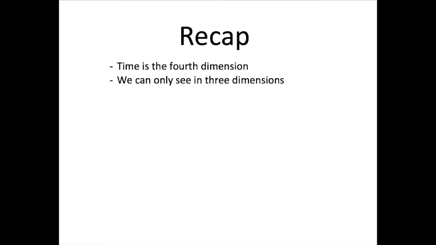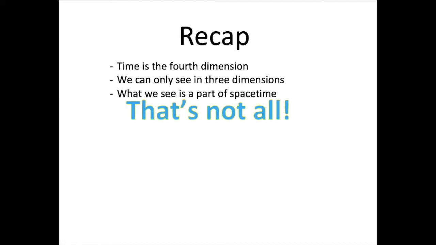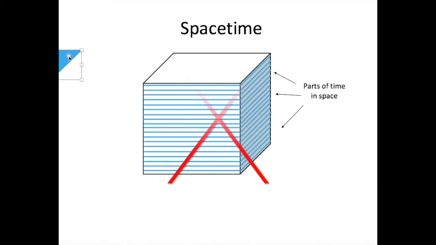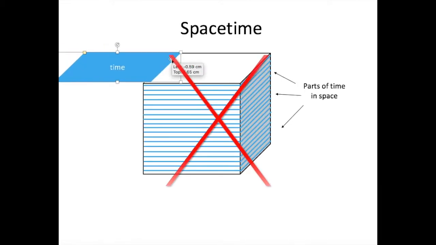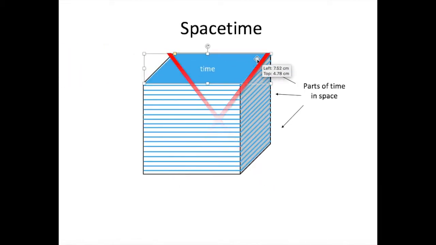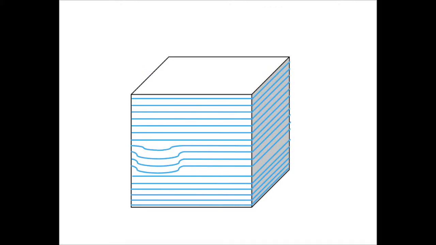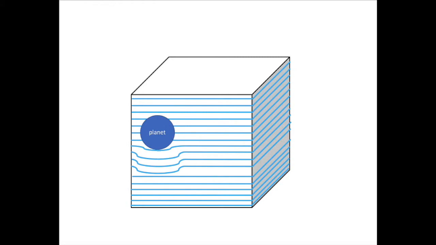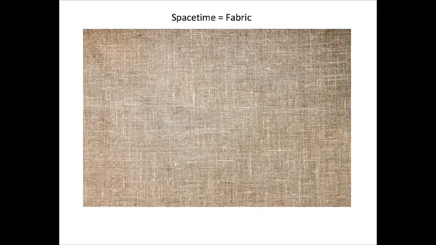So far we know that time is the 4th dimension, and we move through it only being able to perceive 3 dimensions. These visible dimensions are all a part of spacetime. It doesn't stop there though. Going back to the cube analogy, spacetime isn't just a bunch of flat surfaces stacked on top of each other. These flat surfaces curve and bend due to large gravitational bodies such as a planet or a star. It stretches, much like a fabric.